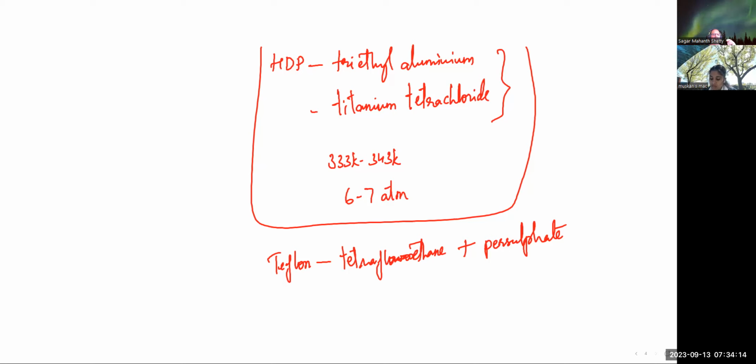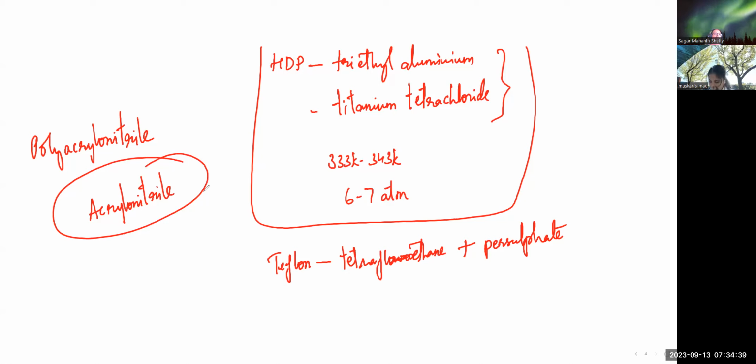The last one, of course, is polyacrylonitrile. So what is this exactly? Here we are taking acrylonitrile basically. That is the base actually. When you have many units of acrylonitrile, it becomes polyacrylonitrile. And this also is actually being formed in the presence of a catalyst called a peroxide.